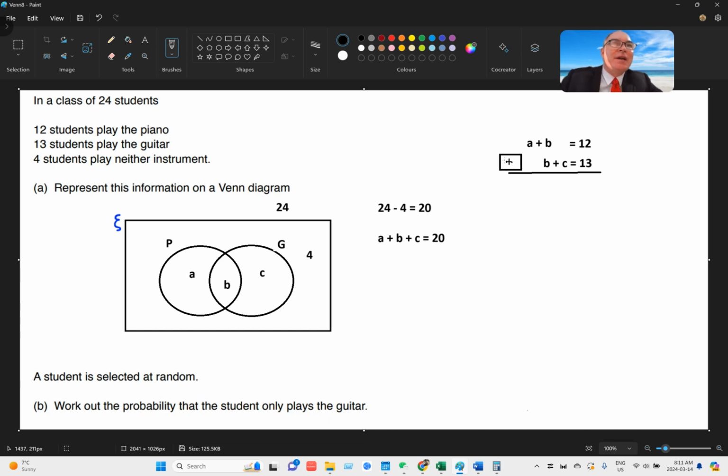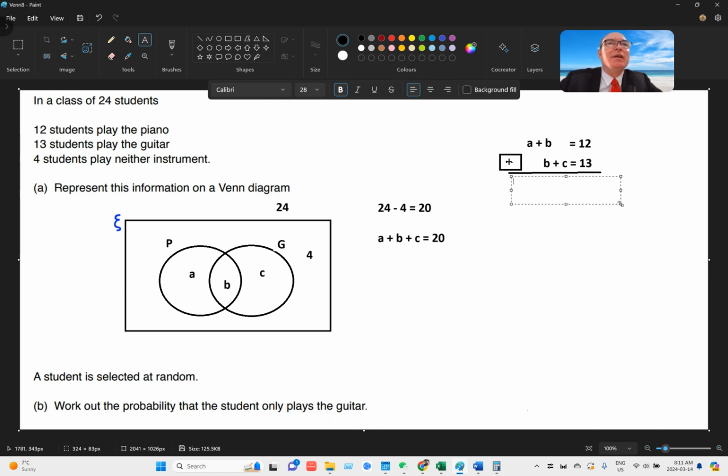I'm putting this plus sign in a box just to indicate that I'm adding these two equations together. Now I've got A plus, there's nothing here, A. B plus B, now I've got 2B, plus there's my C, is equal to 12 plus 13, 25. All right, that made sense.